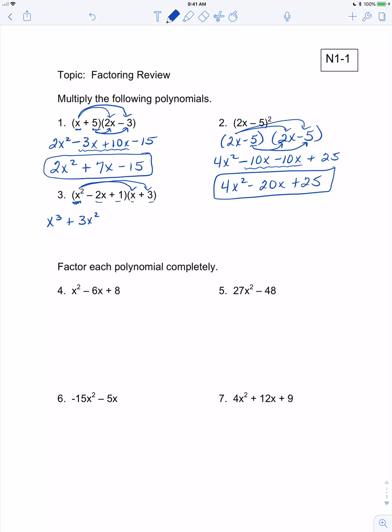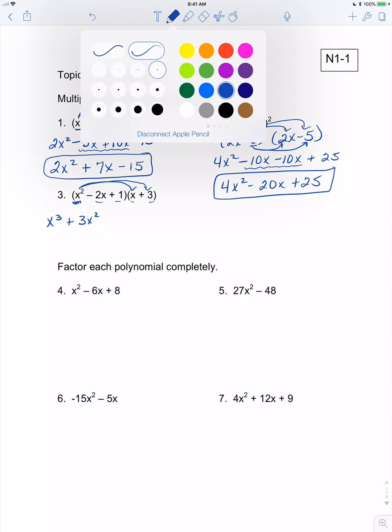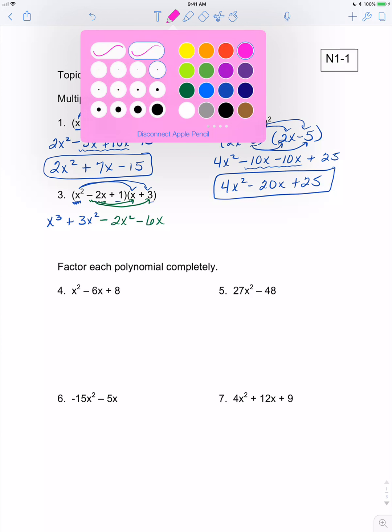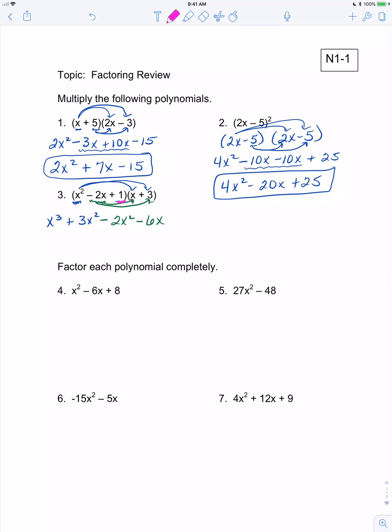Okay, so next we've got to take the negative 2x. We're going to multiply that by x. That gives us negative 2x squared. And then negative 2 times 3 is negative 6x. Our last term here is this 1. We've got to multiply it by everything. So 1 times x is plus x, and then plus 3, 1 times 3.